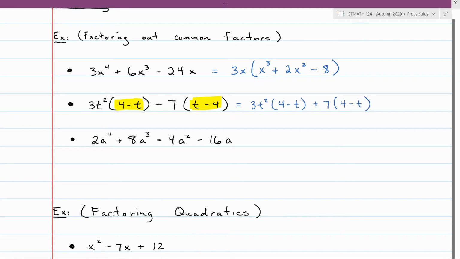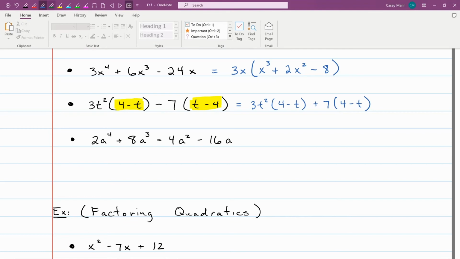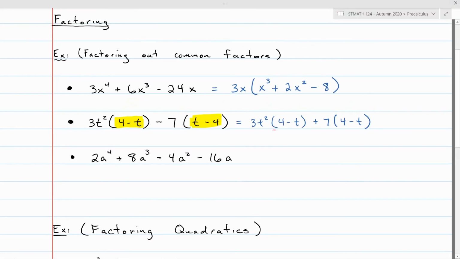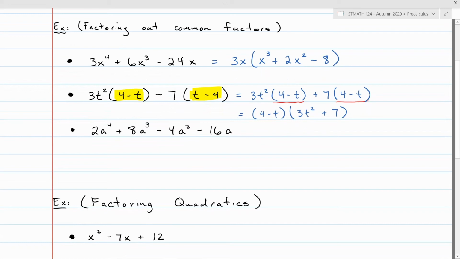So now I see the same exact term here, the 4 minus t and the 4 minus t, so I could pull it out, and I'd have 4 minus t multiplied, and then what's left in the first term when you pull out 4 minus t is just the 3t squared, and what's left in the second term is just the 7. That's a way of factoring that expression.